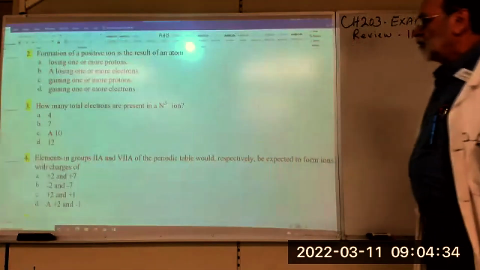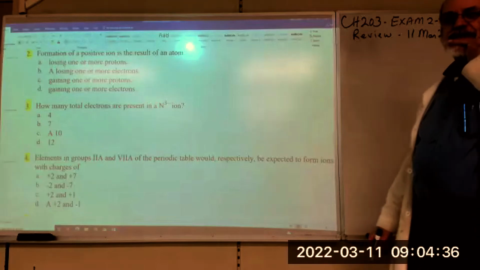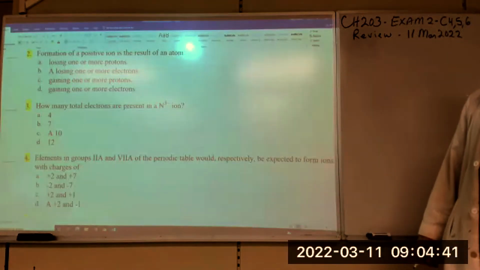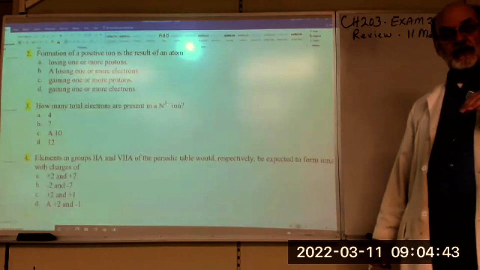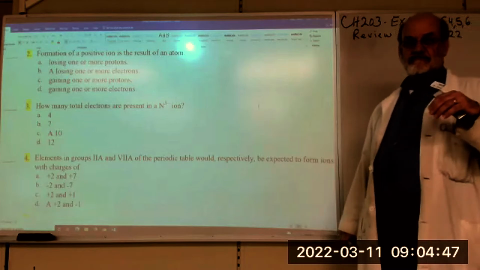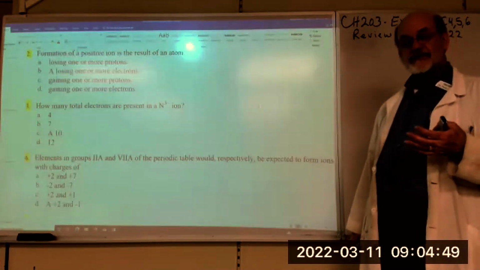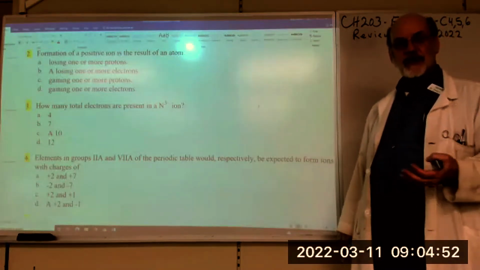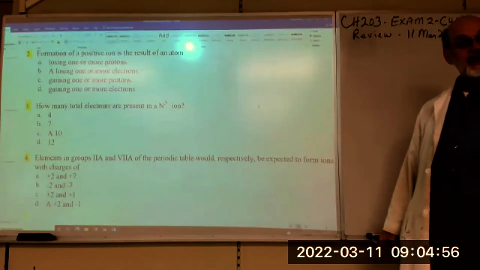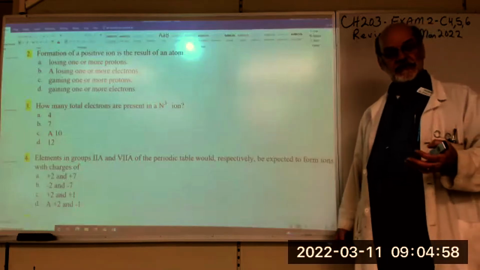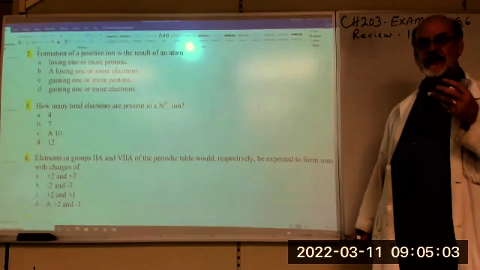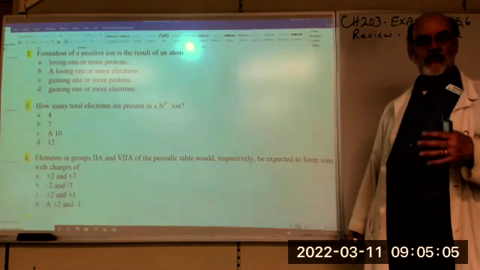2. Formation of a positive ion. So what's required to form an ion? You either have to lose or gain electrons, right? So if you form a positive ion, the temptation is to add positives. You can't do that with an atom, because if you add positives, that means you're adding protons, and that means you're changing the element. So everything happens with gain and loss of negatives, electrons.